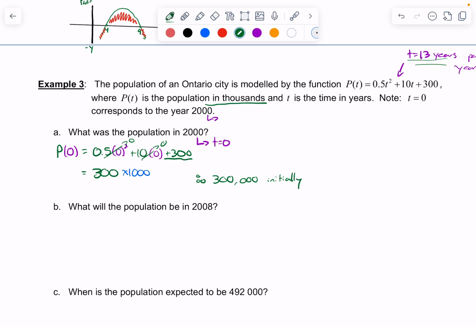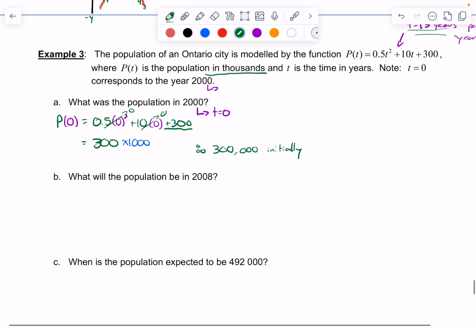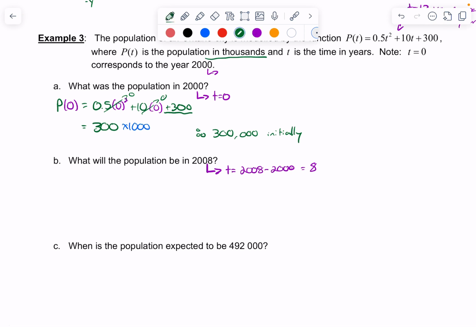What will the population be in 2008? Okay, so what is this giving us? Well, we are again given a T value of 2008 minus 2000, because we're actually starting at 2000. So our T value in this problem is 8. It's saying, what will the population be when T is 8? So population when T is 8 in this case now.